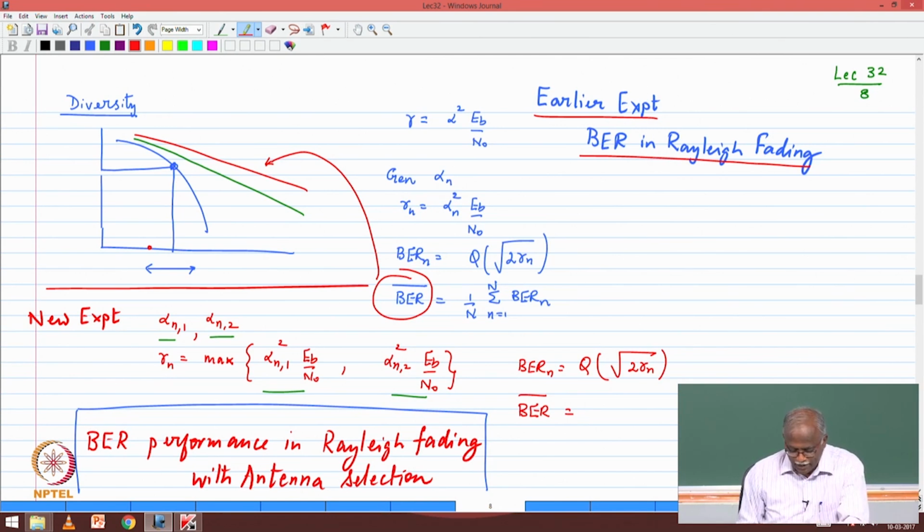So this experiment, I would describe it as BER performance in Rayleigh fading. We have not actually generated the Rayleigh fading, but we've got an intuitive experiment with antenna selection. And the antenna selection part actually happens here, where you are choosing between the two antennas, and that's an interesting observation that we will pick up.